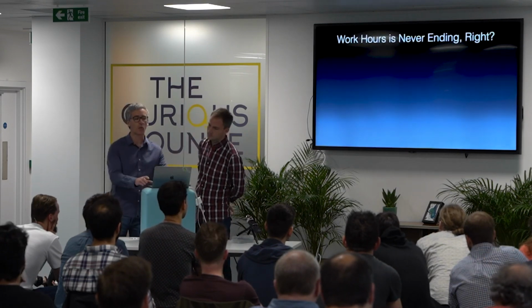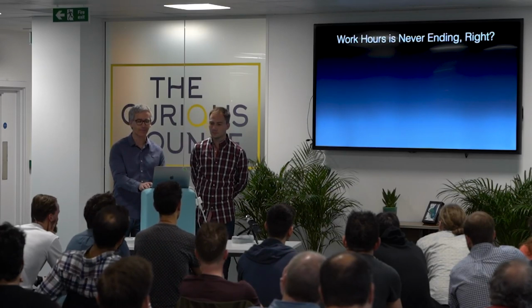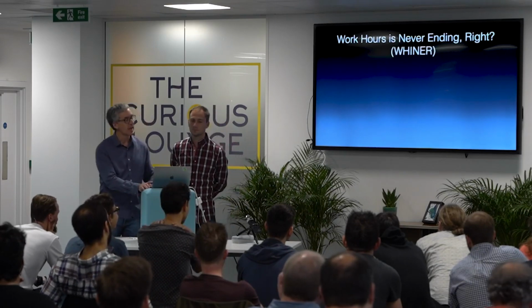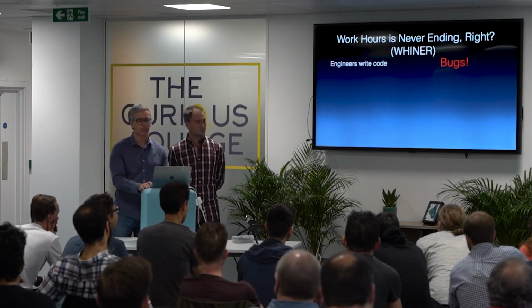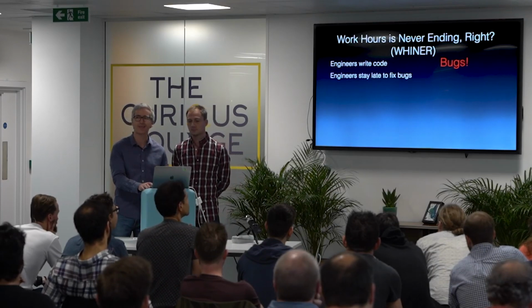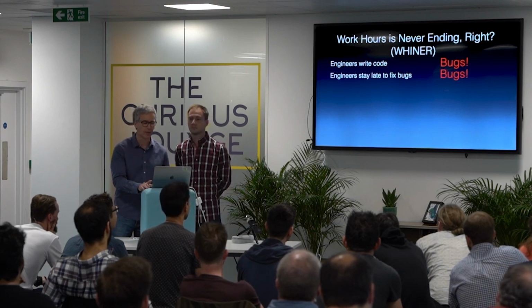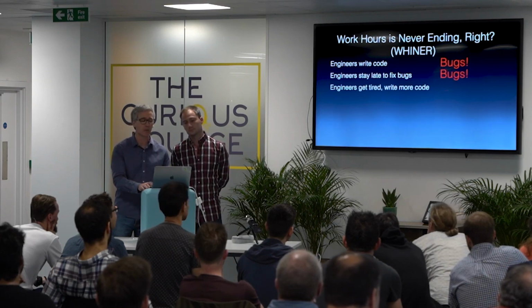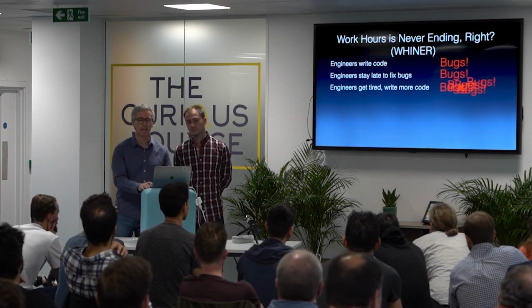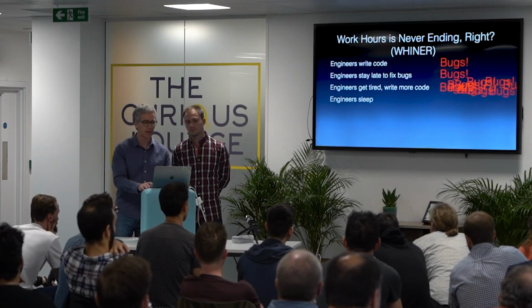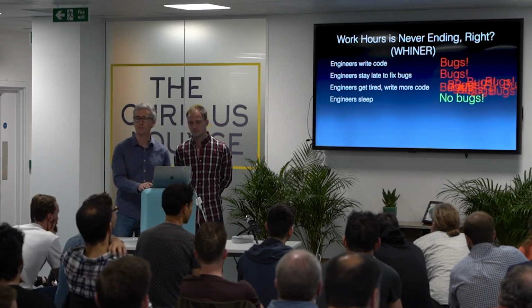All right, and then work hours: never ending, right? Engineer writes the code, creates some bugs. Engineers stay late to fix the bugs that they created, creating more bugs along the way. Engineers get tired and write even more code, creating many, many more bugs. And then the engineers sleep, no bugs. So by now it should be pretty obvious that wherever there is code, there are bugs.